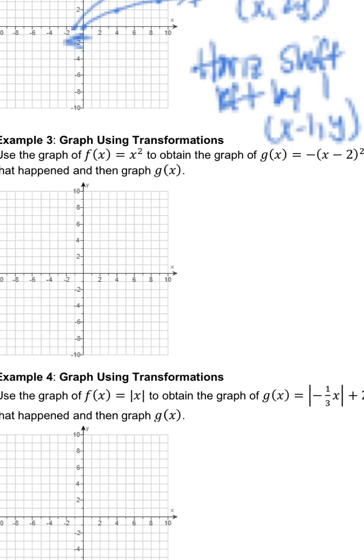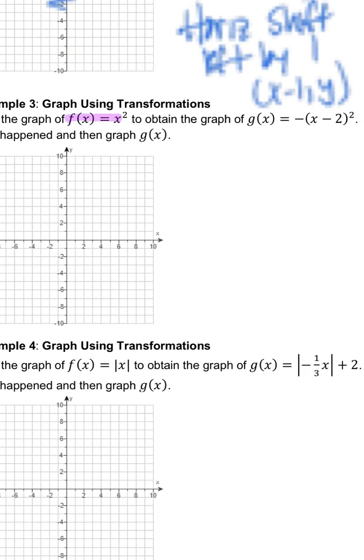All right, let's look at the next one. So looking at our f of x, which is x squared, and our g of x, we're going to have a reflection because we have a negative in front. And then we've got a 2 on the inside, so that's going to be a horizontal shift. So the first thing we have is a reflection over the x-axis. So when we reflect over the x-axis, the y values change. So that's going to be that rule.